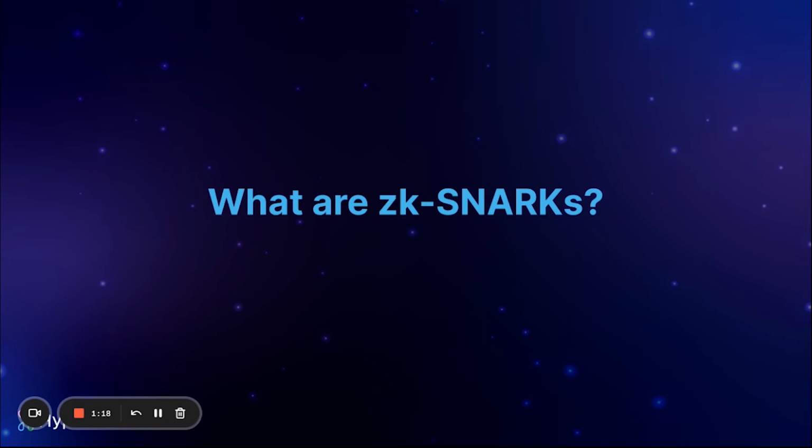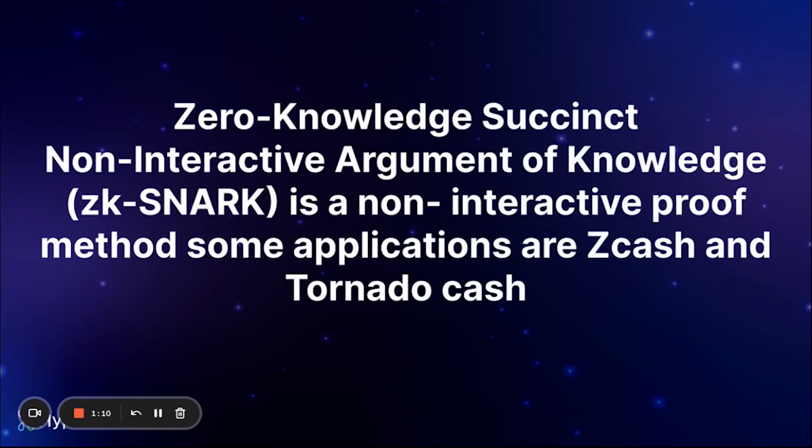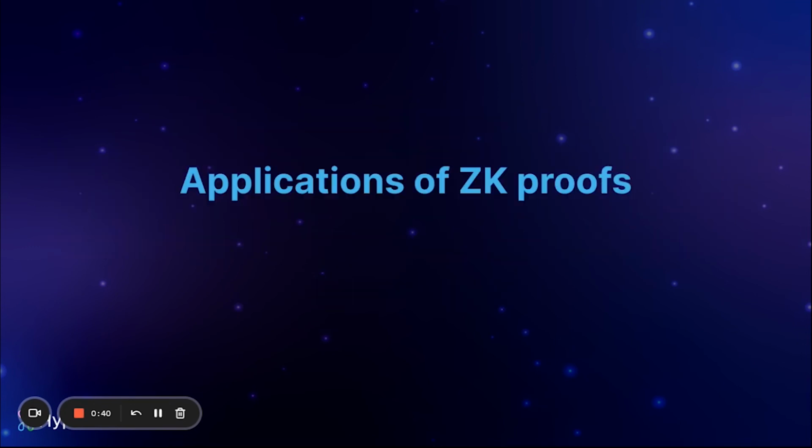ZK snarks are a very popular type of non-interactive proof, and ZK snark is an acronym for Zero Knowledge Succinct Non-Interactive Argument of Knowledge. Yes, I know that was a mouthful. Basically, a ZK snark is a proof method that allows you to prove possession of certain information without revealing the information, but also without interactions between the prover and verifier. And some applications of ZK snarks are ZK Cash and Tornado Cash, which are payment privacy applications.